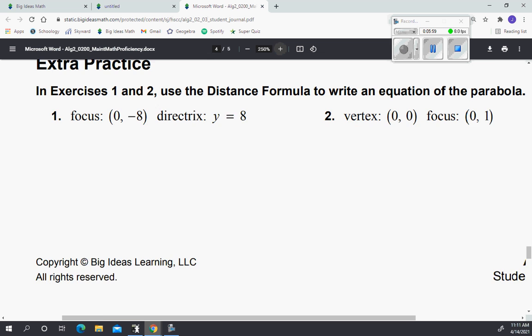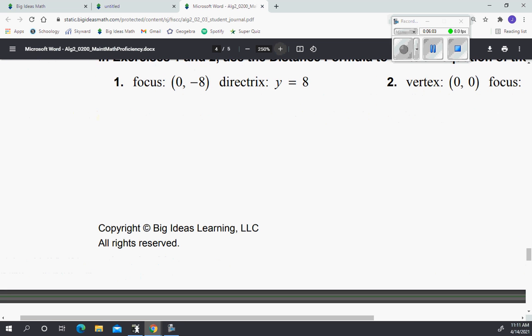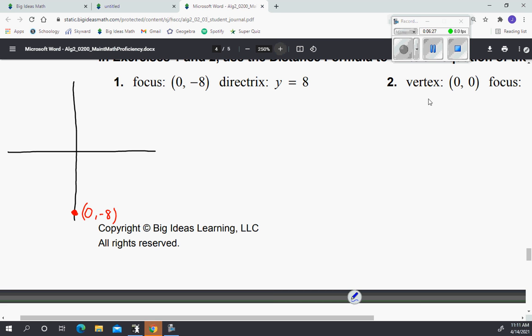This one here says, use the distance formula to write an equation of the parabola. And they give us the focus and the directrix. Let's start with a picture. Pictures always help. Our focus is at 0, -8. So go down 8. Here's our focus. Our directrix is at y equals 8. So we're going to go up to 8 on our y. And there's our directrix.